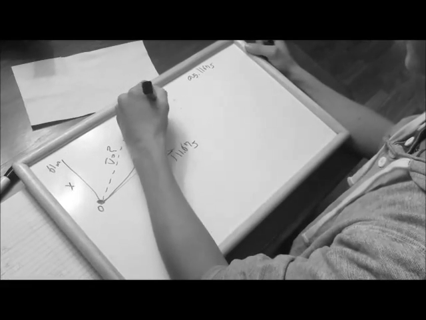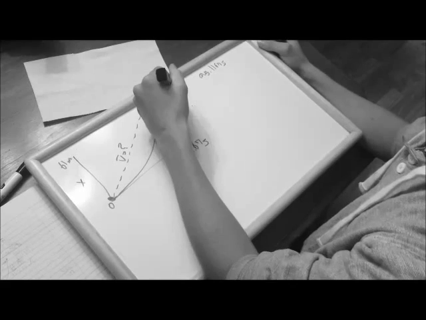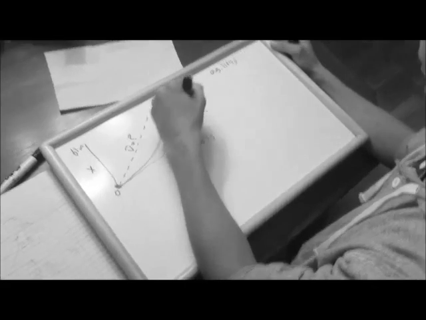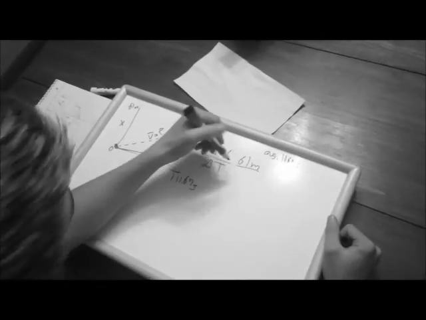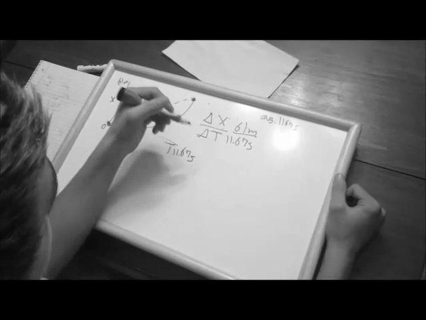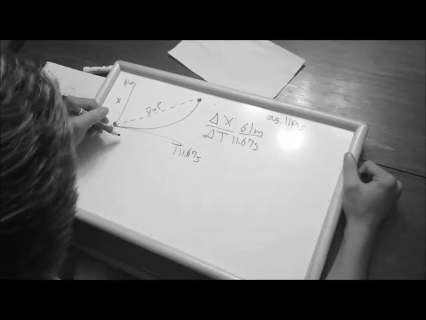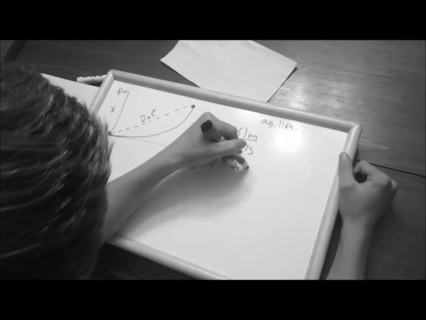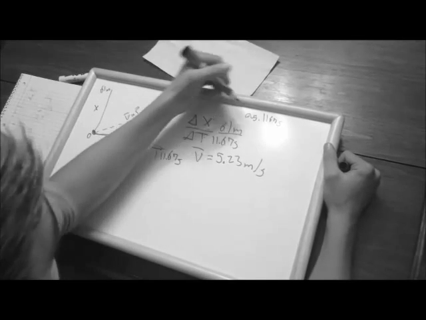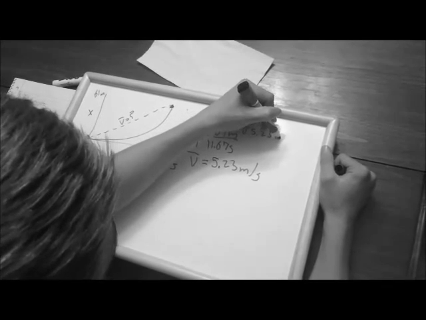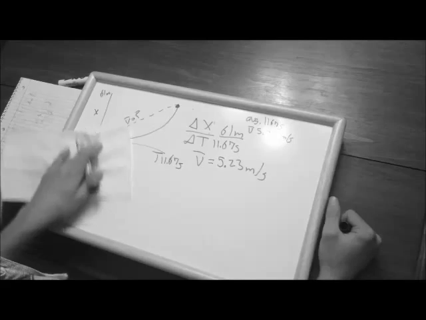So to do that, we use change in position over change in time. So that gives us 61 meters over 11.67 seconds, giving us an average velocity of 5.23 meters per second. And we'll hang on to that too. Okay, so let's give myself a little room here.